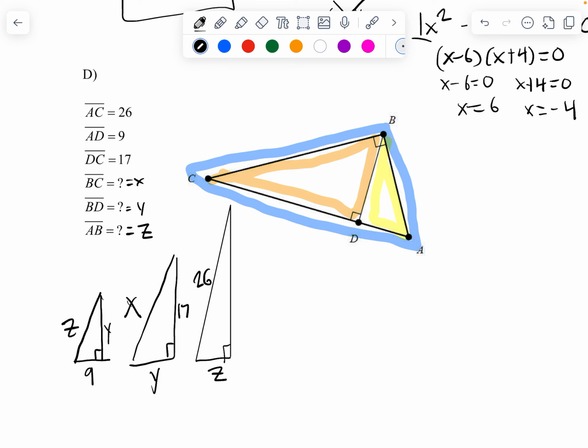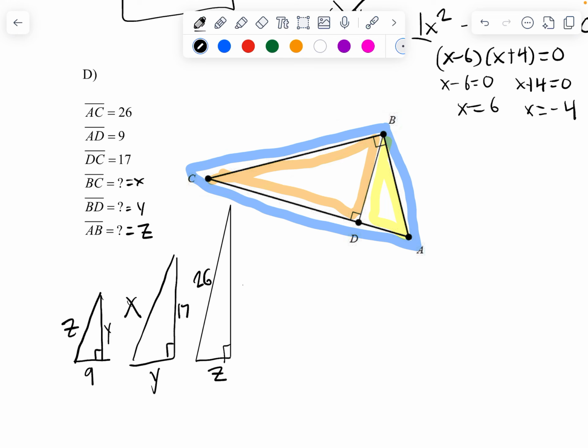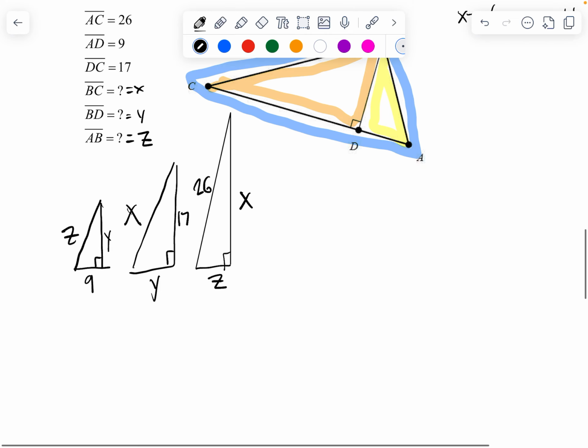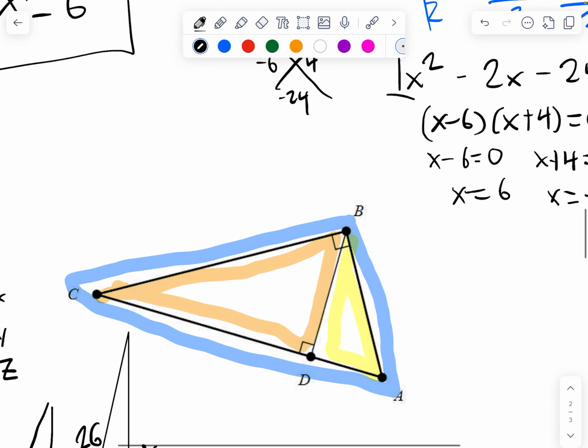Okay. Oh, there's one thing I forgot to mention. BC was also the long leg of our blue triangle. I forgot to say that. There we go. So now we filled in all the information. Now I find this a lot easier to work with than looking back at this diagram, right?